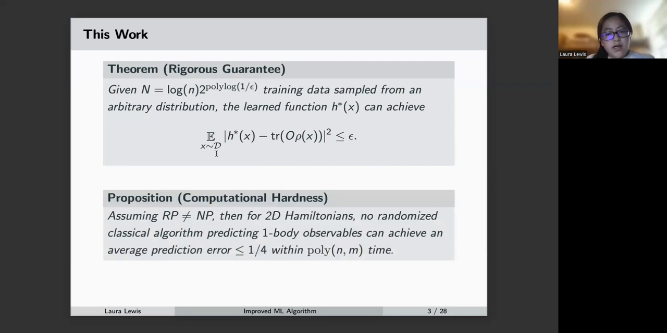And moreover, we show the following computational hardness. So this is really just a corollary of the previous work. But what it says is that assuming that RP is not equal to NP, so this is a fairly standard complexity theoretic assumption, then for two-dimensional Hamiltonians, even just 2 dimensions, there doesn't exist a randomized classical algorithm that doesn't learn from data, so not a machine learning algorithm, that can predict even one-body observables with an average prediction error less than, say, 1 over 4 within polynomial time. So what this is really saying is that for any classical algorithm that isn't a machine learning algorithm, this problem is fairly hard, even just for 2D Hamiltonians predicting one-body observables. But meanwhile, this algorithm that we propose works for any Hamiltonian of constant dimension and for any few-body observable.